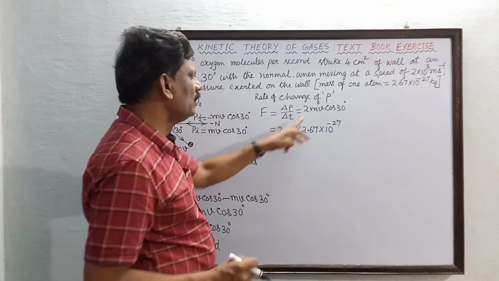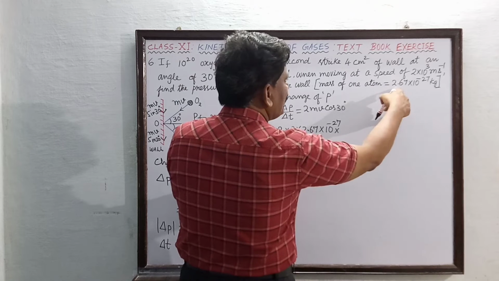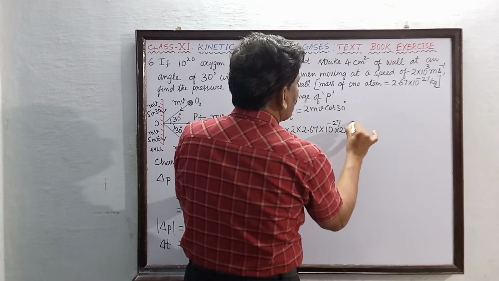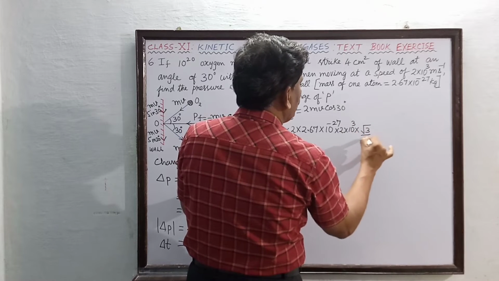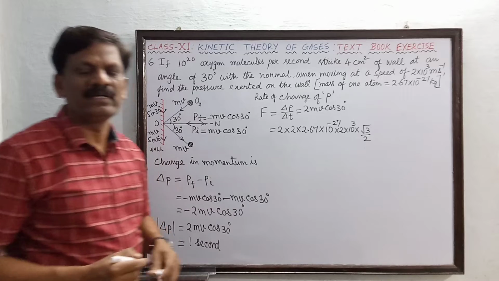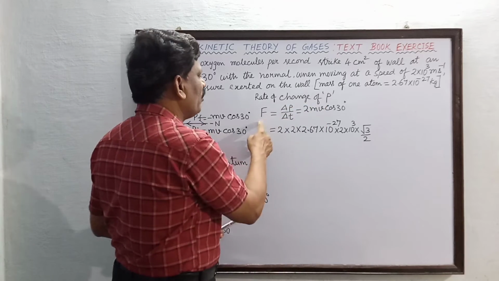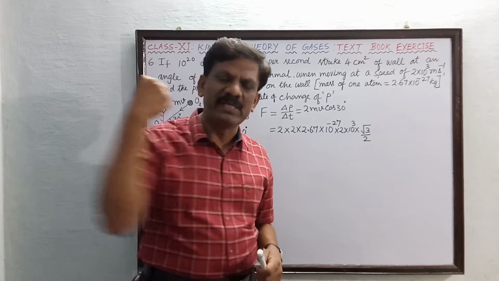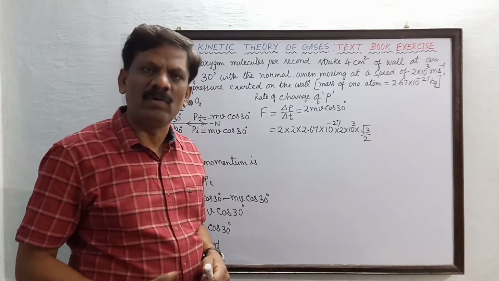So 2 into m, the mass of one molecule, into the velocity, which is given as 2 into 10 power 3, into cos 30. Cos 30 is how much? Root 3 by 2. So this is the rate of change of momentum, which is nothing but equal to the force exerted by the oxygen molecule on the wall along the normal, perpendicular to the wall.